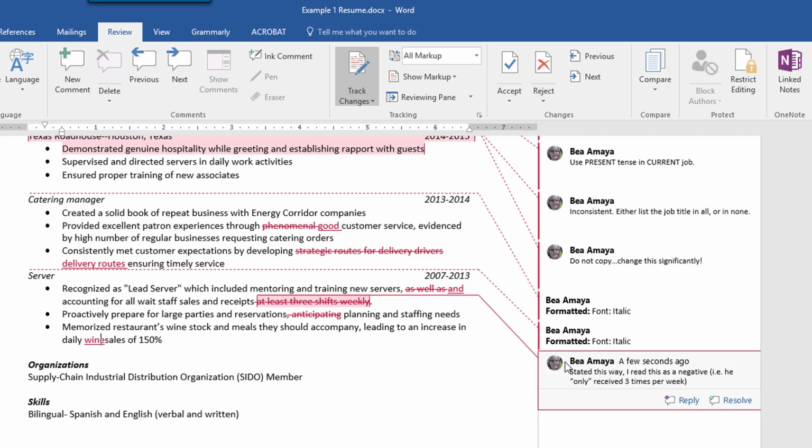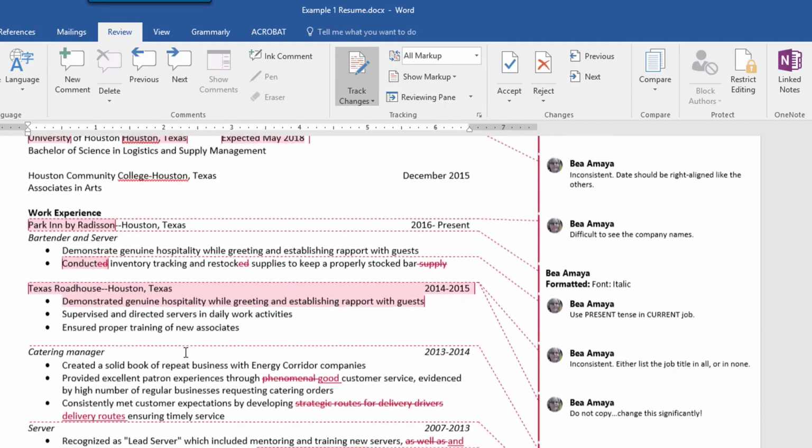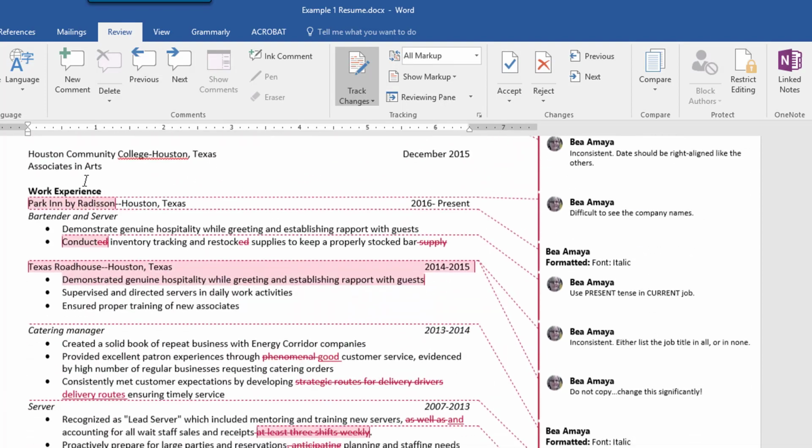Maybe he means daily wine sales. I'm going to put that in there because that might help him say, oh yeah, that is what I meant. Or he might correct it and say, no, what I meant was... I just don't believe that memorizing the wine stock could increase sales by 150%.